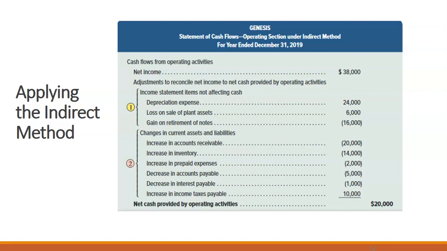Then we have the increases and decreases in our current assets and liabilities. So we subtract increases in current assets. We add decreases in current assets. We add increases in current liabilities, and we subtract decreases in current liabilities. We get net cash provided by operating activities, after we do all of this, of $20,000.